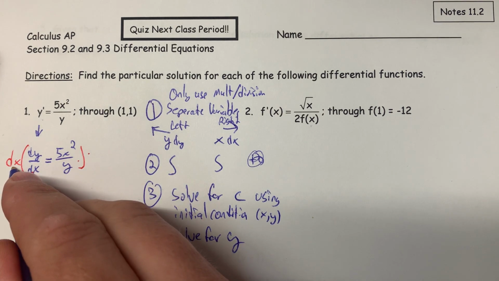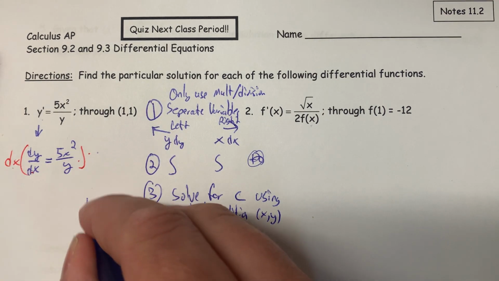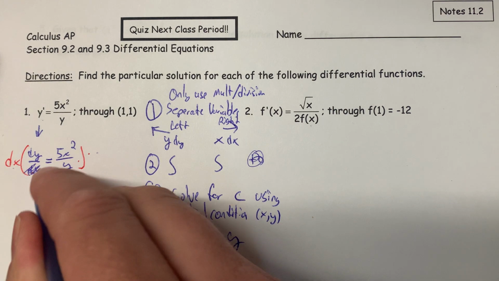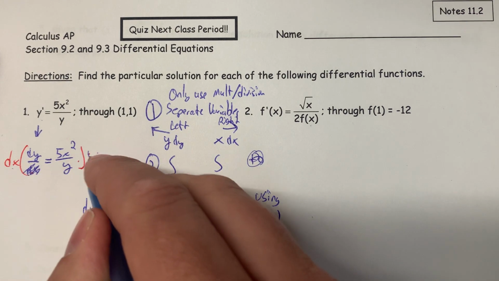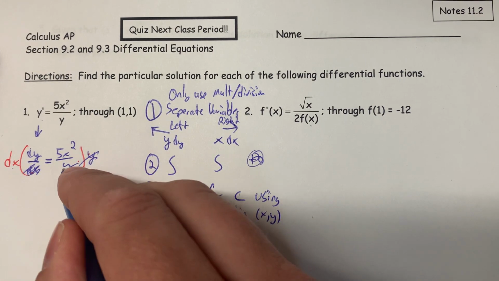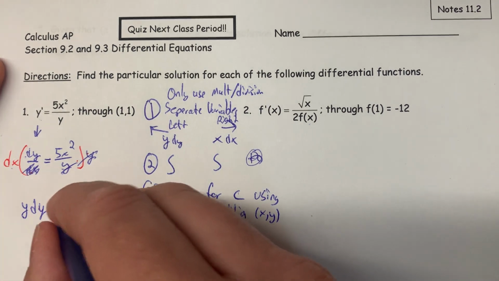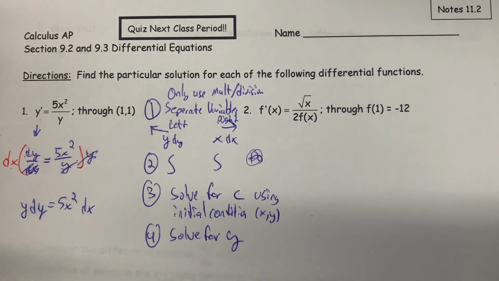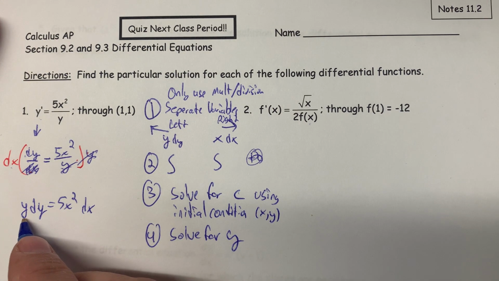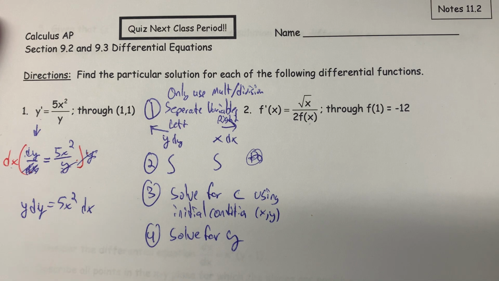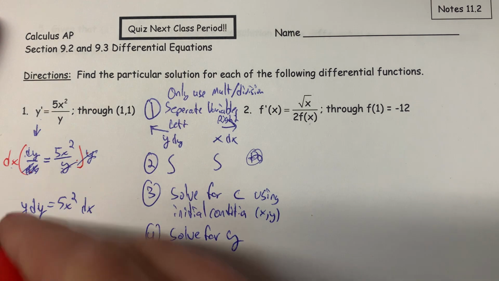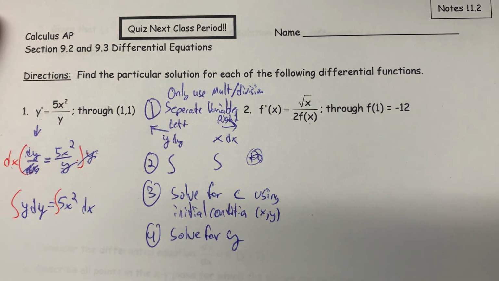And so we're going to multiply by dx to get the dx on the right side. That'll get rid of it in the denominator. We're going to multiply by y to get rid of the y in the denominator. And so we're going to end up with y dy equals 5x squared dx. Okay. And let's see. We can do the integral of both sides now. So that's what we're going to do. We're going to do the integral, the antiderivative of both sides.